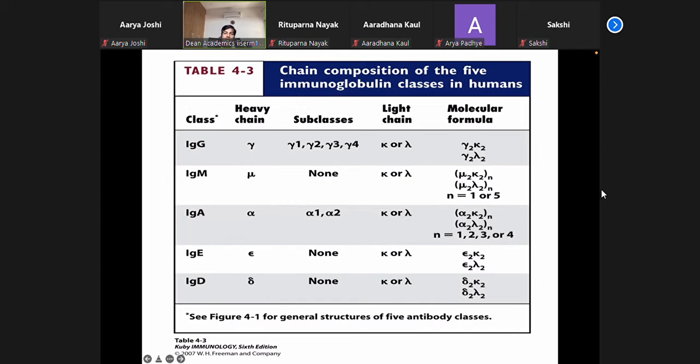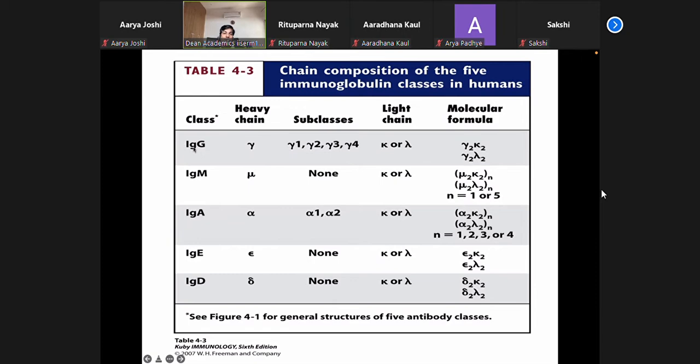There is a name to that technology. We call it hybridoma technology. So we'll discuss what this hybridoma technology is all about. Okay. IgM, you don't have different subclasses which have been identified. For IgA, you have alpha 1 and alpha 2. For IgE and D, none known, right?